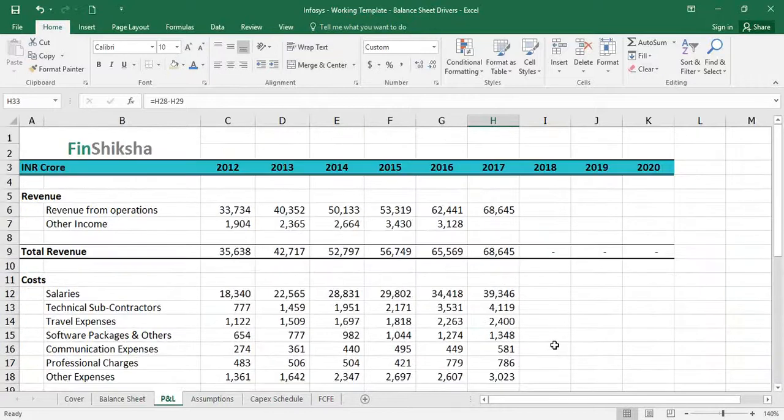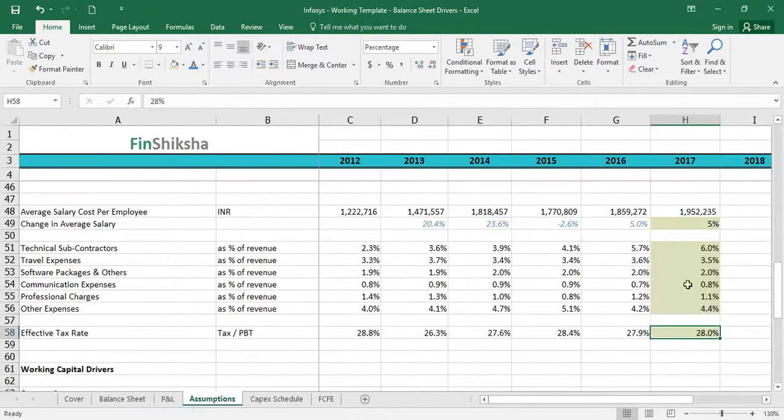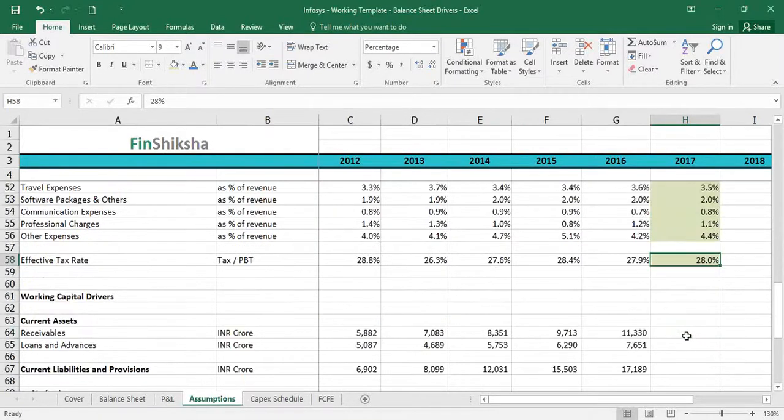We don't know if the numbers are correct. We don't know if we have projected them correctly, but what we do know is they seem to be linked correctly now. All we need to do now is change the gray cells or the green cells, the assumptions change, and everything works fine. We then move to our assumptions on the balance sheet front.